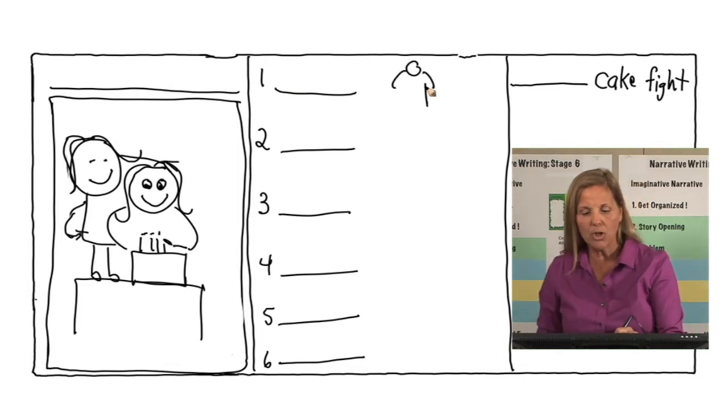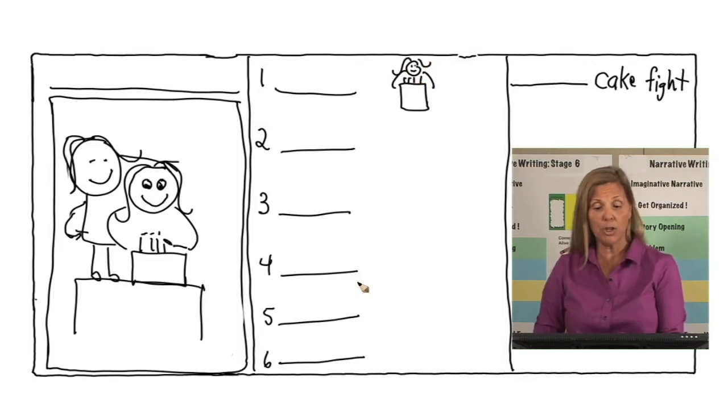I'm going to draw a picture of myself picking up the cake. Notice I drew a picture of myself picking up the cake, a fast sketch. These can be stick people. It really doesn't matter, just as long as you can identify what's going on in that scene.